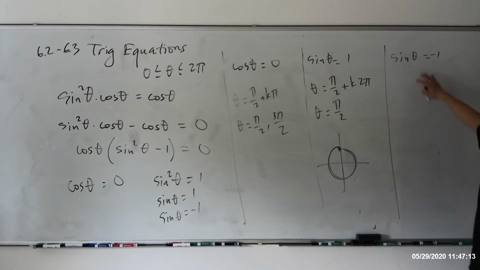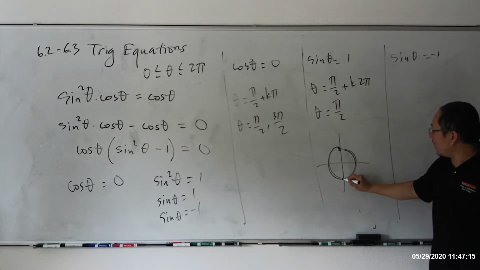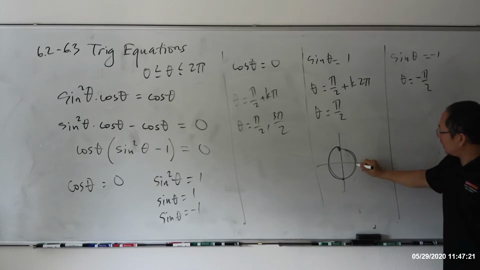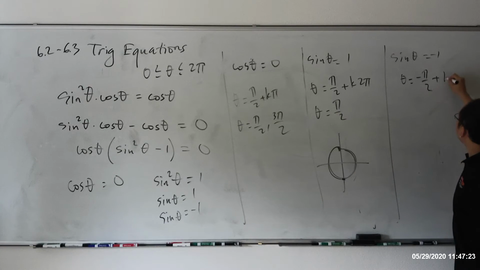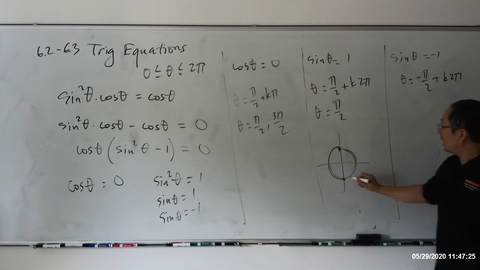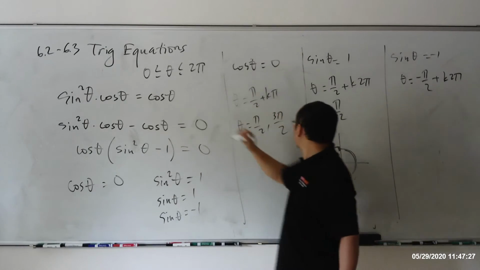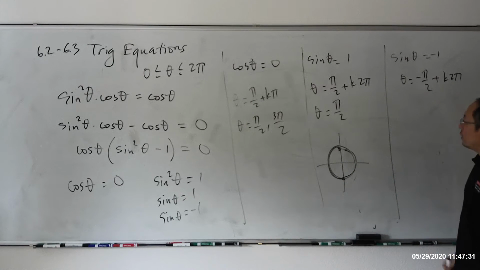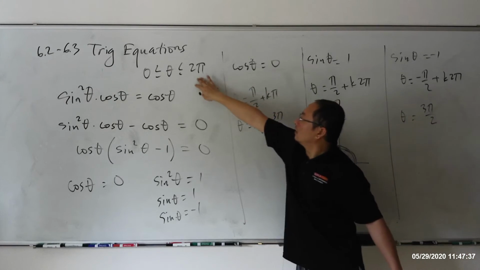Third case, sine theta equal to -1 right here. So theta is going to be equal to negative pi over 2, negative pi over 2 right here, plus k 2 pi. And negative pi over 2 is not in the interval. So you have to add another circle, 2 pi. Negative pi over 2 plus 2 pi is 3 pi over 2. So theta here equal to 3 pi over 2. It falls into that interval.